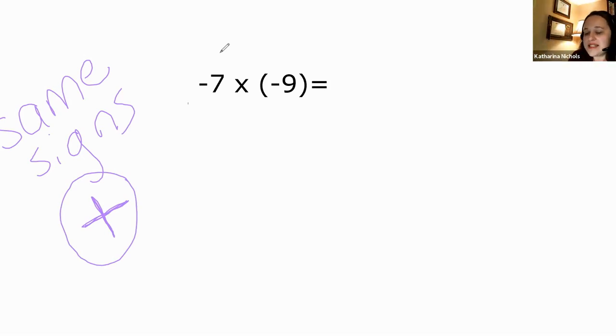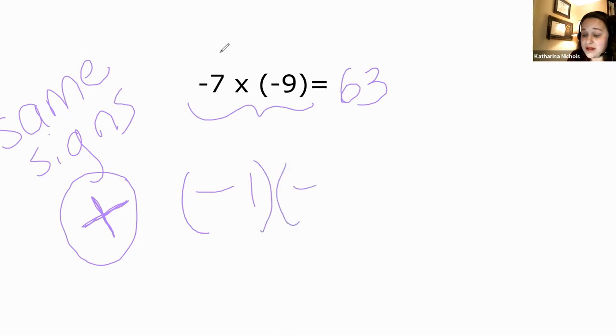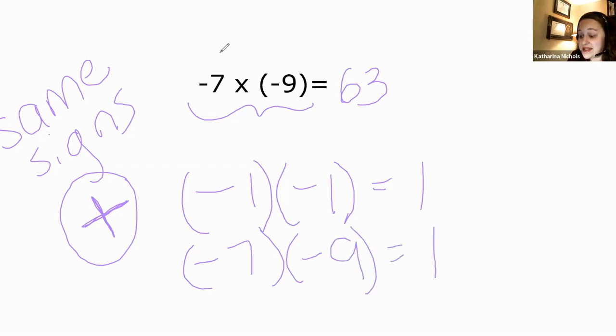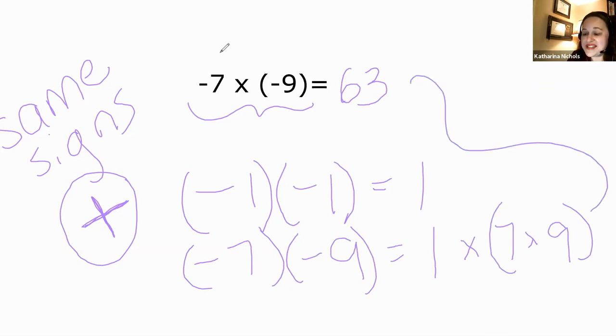So 7 times 9 is 63, and my negatives cancel out. Negative 1 times negative 1 equals positive 1. So that means negative 7 times negative 9, we could think of that as positive 1 times 7 times 9, which is 63.